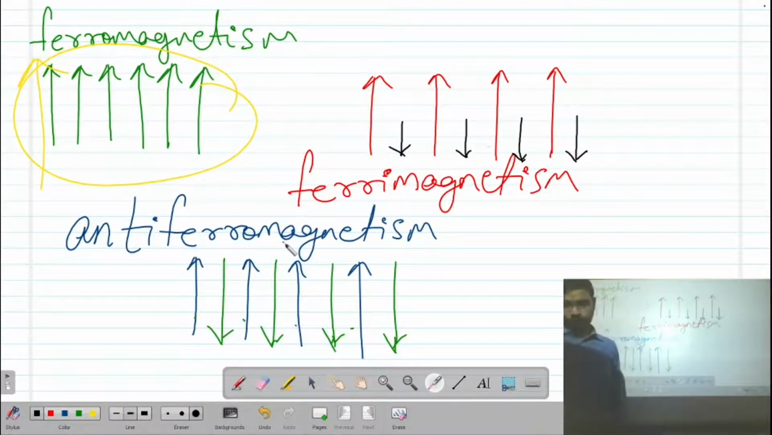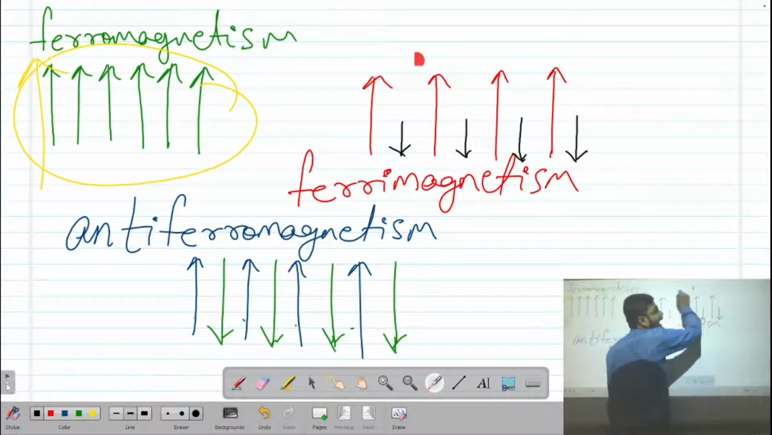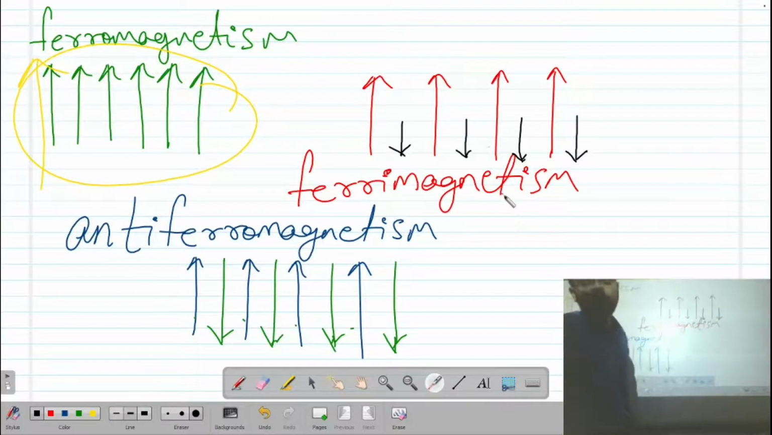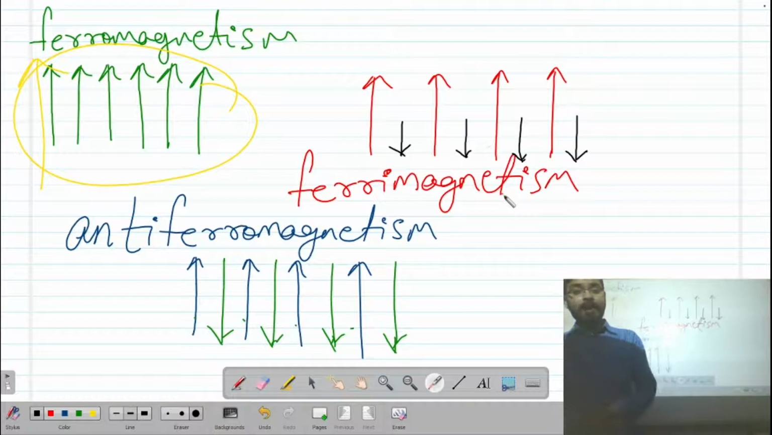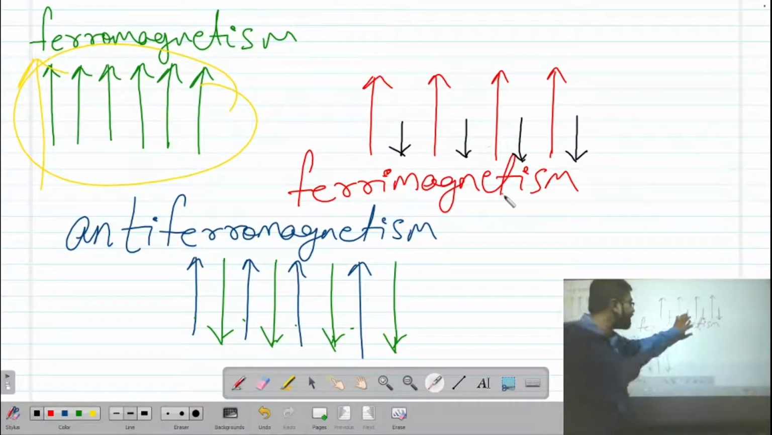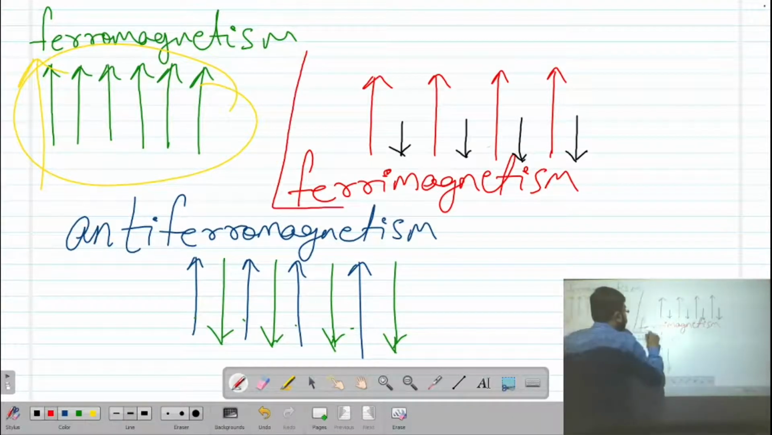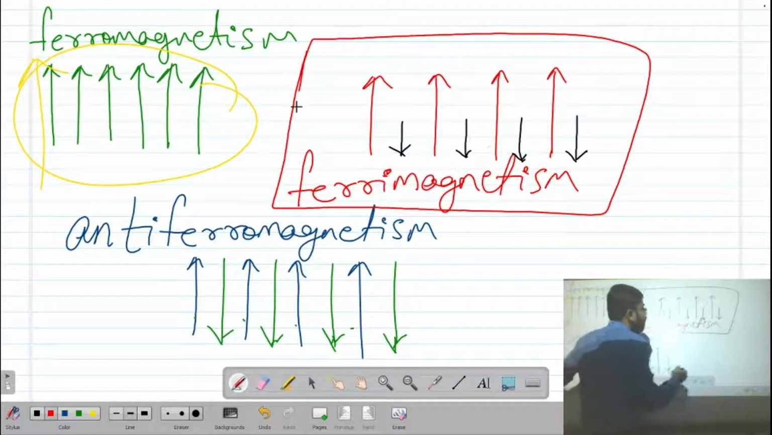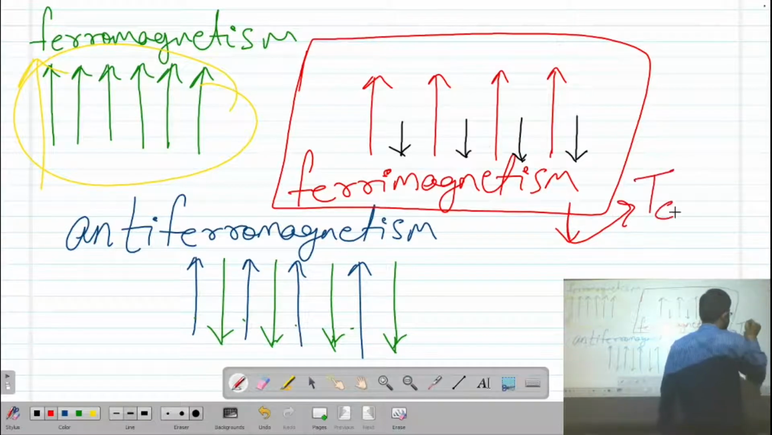Now, this is nothing but the arrangement of magnetic dipole moments in ferrimagnetic materials, right? So this is all about ferrimagnetism. This is a very small topic. Now, in addition to this arrangement, I would also like to add that ferrimagnetic materials will also have a Curie temperature, Tc.